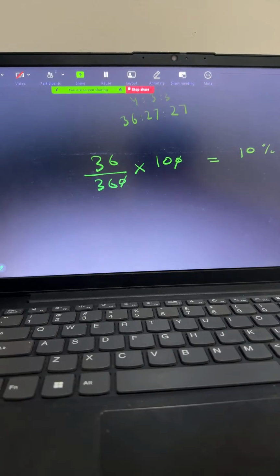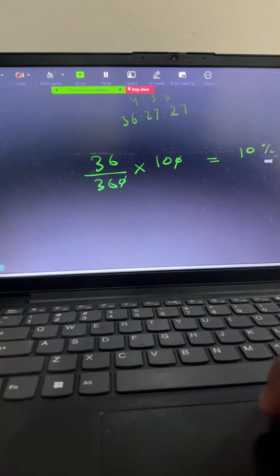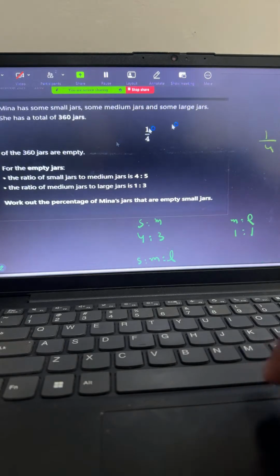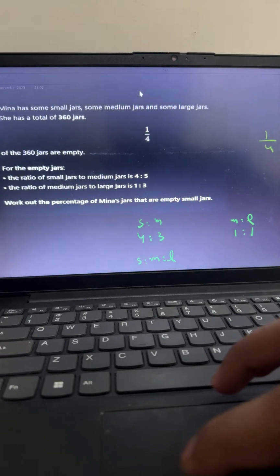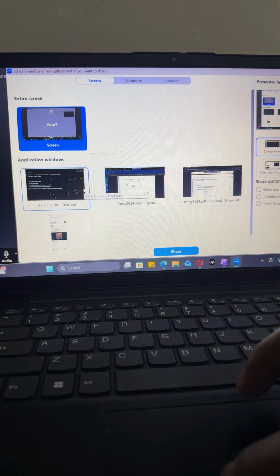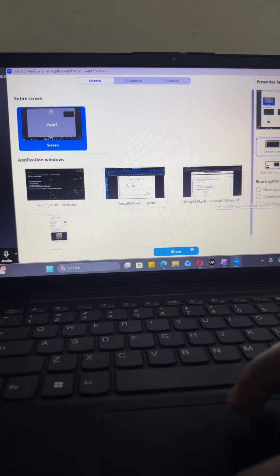Okay. Is it clear? Yes, clear. Okay, this is how we can work out percentages and how we can find out the total parts.